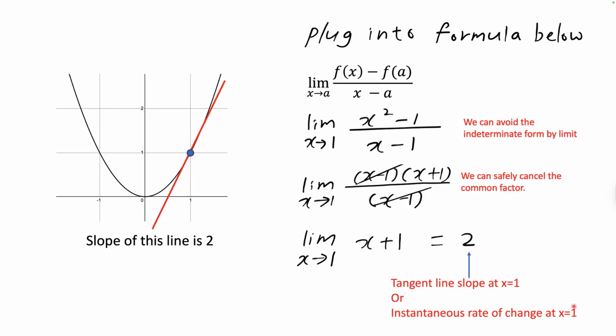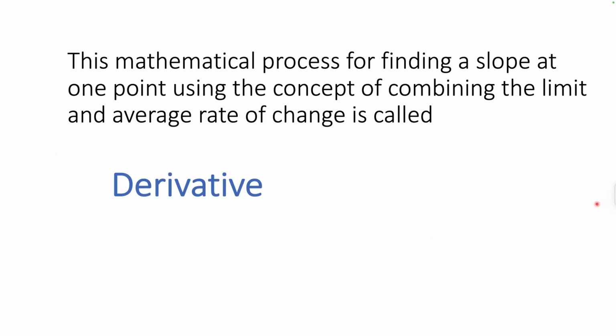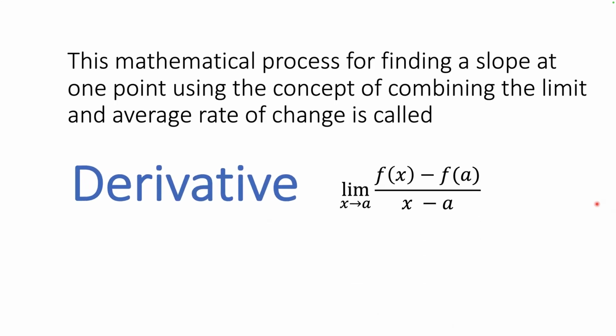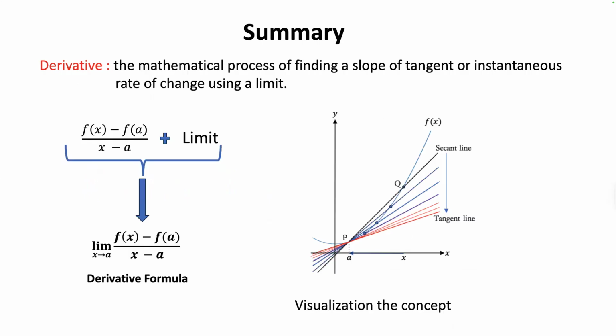Therefore, we can find the slope at one point using the formula that combines the limit and the average rate of change. This mathematical process of finding the slope at a single point by combining the limit and the average rate of change is called the derivative. In summary, derivatives are the mathematical process of finding a slope, a tangent line, or an instantaneous rate of change using a limit. When we combine the average rate of change and the limit, we can find derivative formulas.